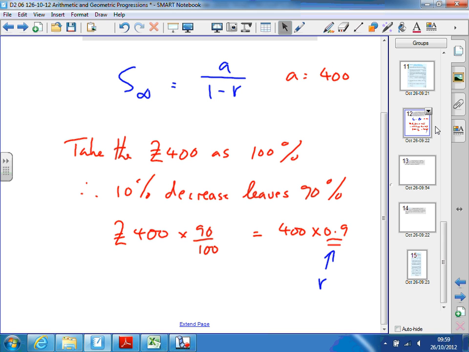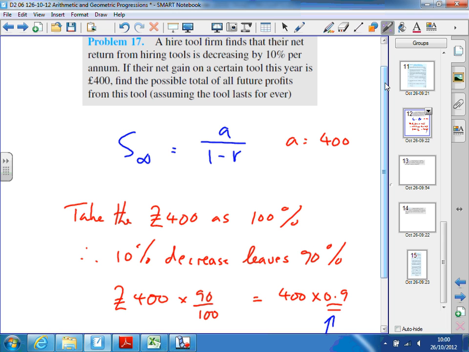So what happens if we have a percentage decrease? That means that R is less than 1, because we're finding a fraction. If it's decreasing by 10%, we take 10% off the 100% to give 90%. How do I find 90% of something? I multiply it by 90 over 100, or 0.9. So if it's decreasing by 20%, what would the common ratio be? 0.8.